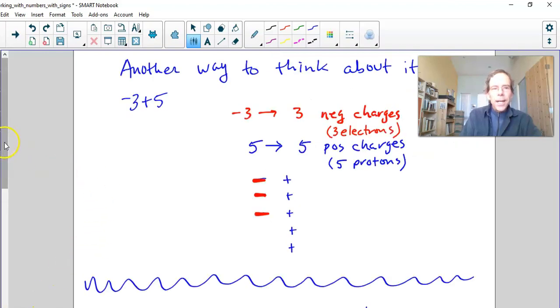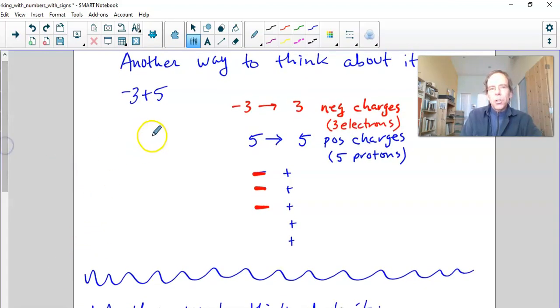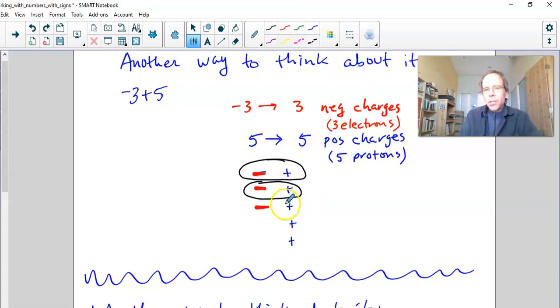Another way to think about it is with the charges. So if -3 plus 5 means that we have 3 negative charges and 5 positive charges, I'm writing them down here so you can visualize what's going on. Each pair of positives and negatives balance each other out. But then there's 2 extra positive charges here. So the end result is 2 positive charges. Those are the extras here.